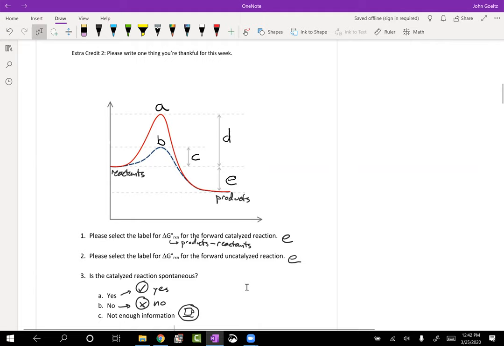All right, people clicking in. Okay, a fair number of people have clicked yes, I agree, the reaction is spontaneous. Why is that? A couple of different ways you can think about this. One is that for the reaction to be spontaneous, delta G must be negative. If I do products minus reactants, because that's what the delta is. Let's look at this. Which one of these is a smaller number, the reactants or the products? Products are lower, so that's a small number.